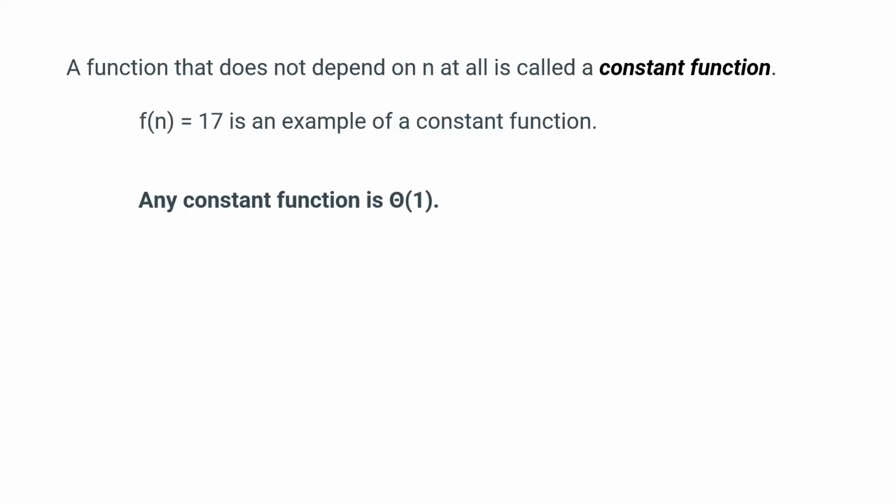Some functions don't even depend upon the input. So if we have f of n equals 17, we call that a constant function, and it does not depend on what n is. It's always going to be 17. That type of function, a constant function, will be considered theta of 1. So we would say it is of the order 1.